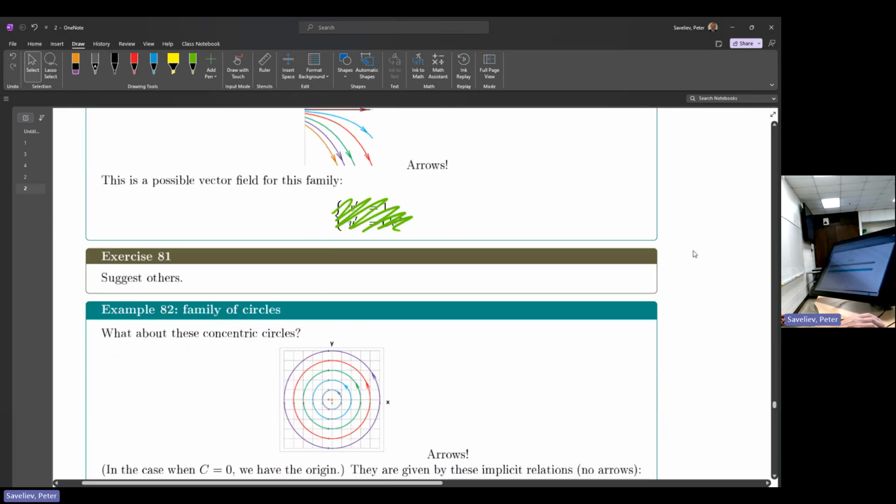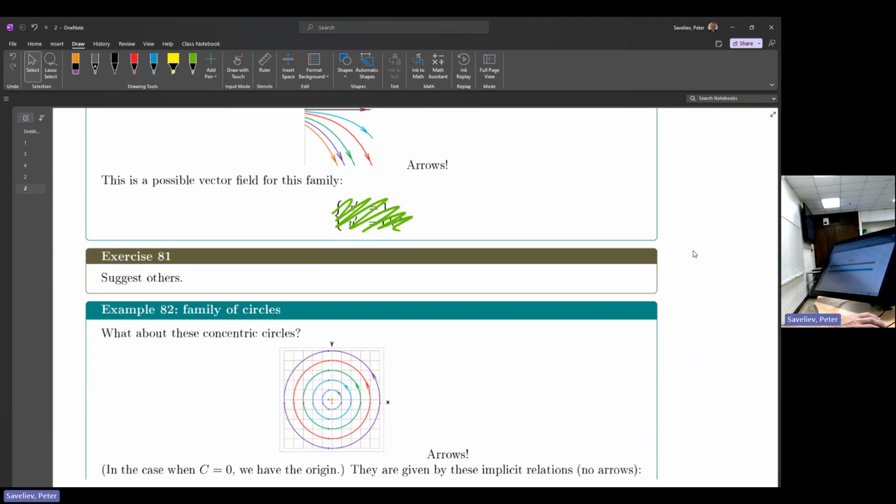Okay, so concentric circles. We already know the answer. We had an example last time. Remember, how do we get a bunch of parametric curves that represent concentric circles?